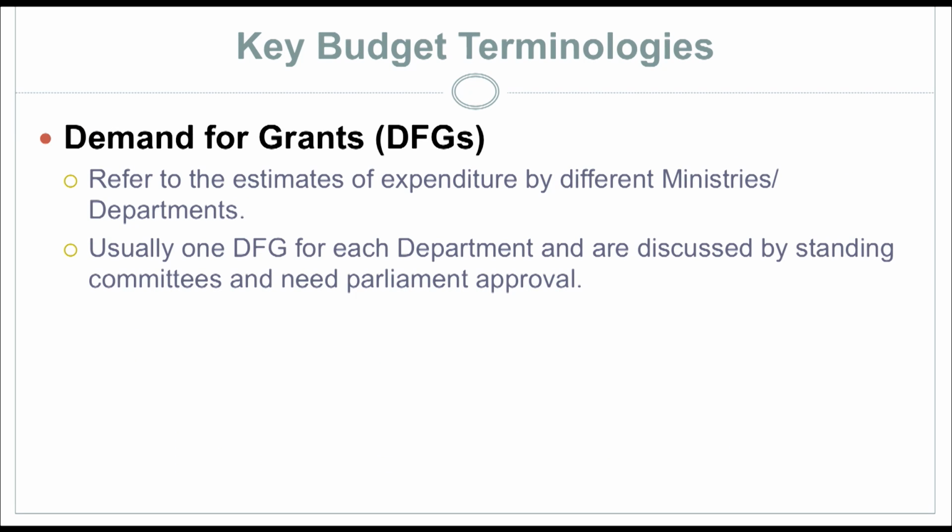Another useful terminology is referred to as demand for grants. Demand for grants refer to estimates of expenditure by different ministries and departments, and there is usually one demand for grant for each department. These need to be discussed by related standing committees and are approved or voted on in Parliament. Other terms you will hear during this presentation are different kinds of estimates: budget estimates, revised estimates, or actuals.